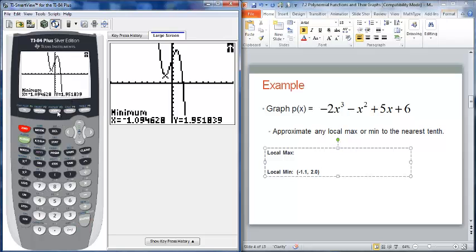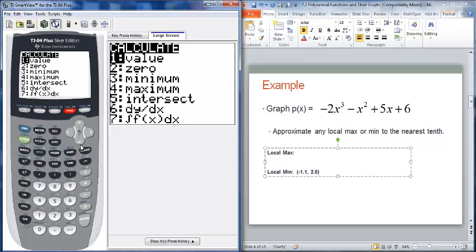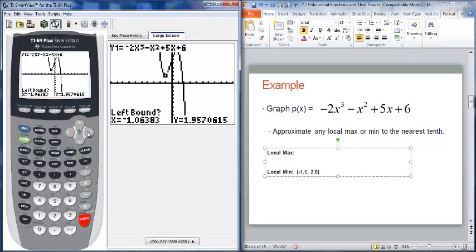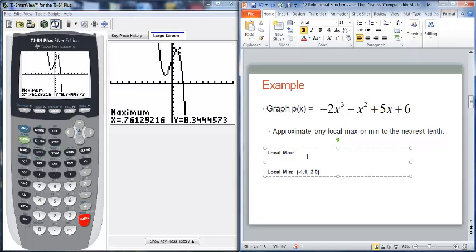Next, I'm going to find the local max, so I go back to my second calc. I'm going to select max instead of min. So I select that, and I want to be to the left of that point. Anywhere would suffice as long as I'm to the left, and as long as I'm after this other value that we found. So I'm going to move over to the right side, hit enter. Yes, I want to guess. And so then the local max, rounded to the nearest tenth, is 0.8, 8.3.